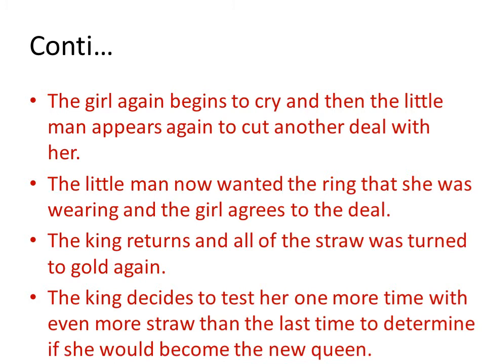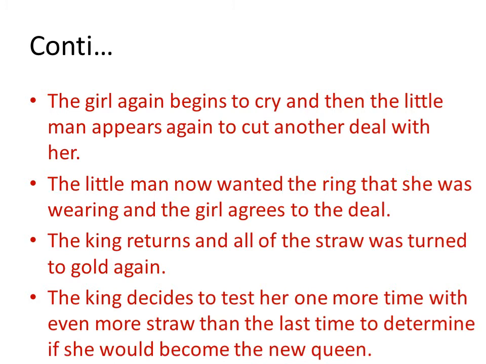Later the king returns, and all the straw was turned into gold again, and the king decides to test her one more time with even more straw than the last time, to determine if she would become the new queen. Now this is what he said. When the king saw the gold, he was very pleased, but now he wanted even more gold. Now why did he want some more gold? Because he was really greedy after seeing this gold.